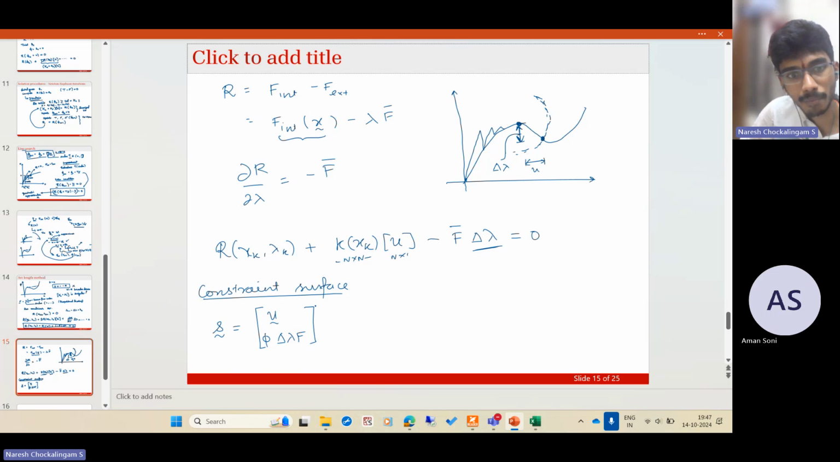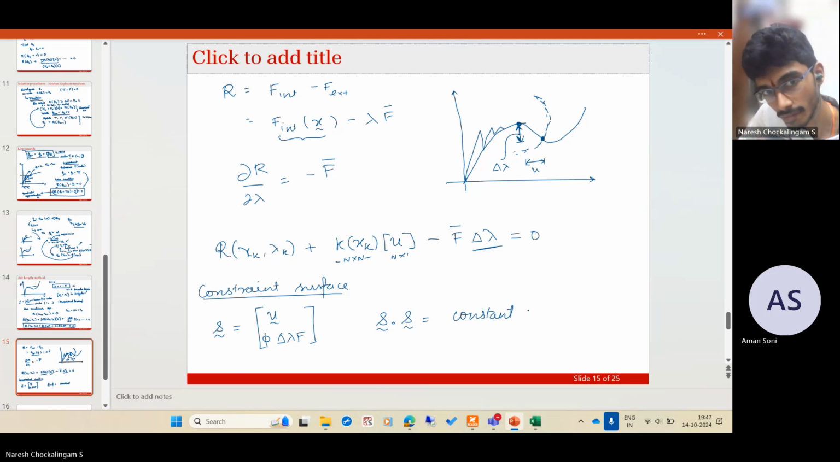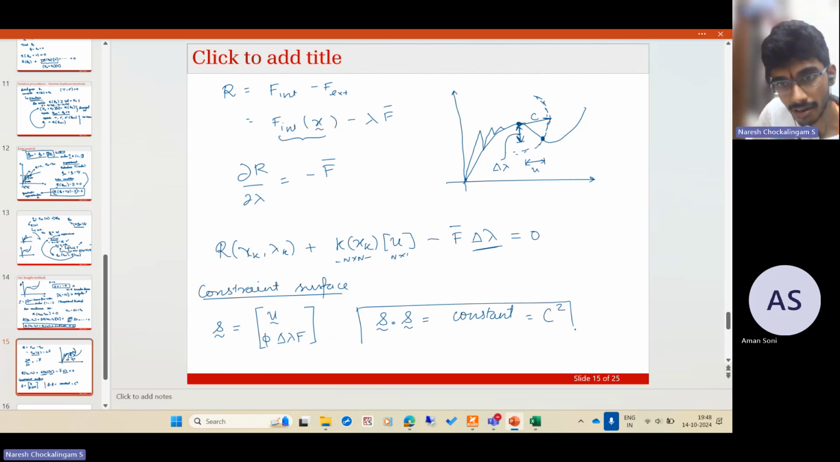So one choice is you can use the simplest case where this is a circle. S dot S is some constant, let me say C square. So this radius is C. So this is an additional condition on lambda and u. So that's it. Then all we have to do is solve, right?